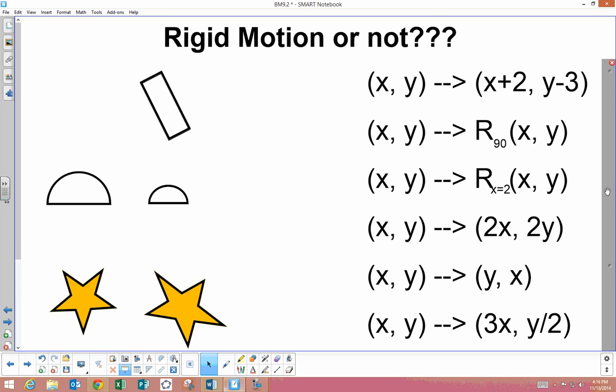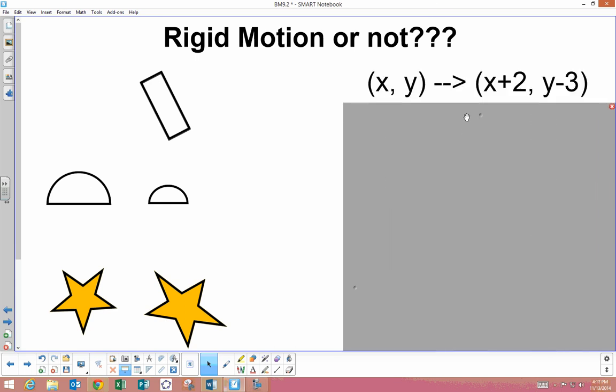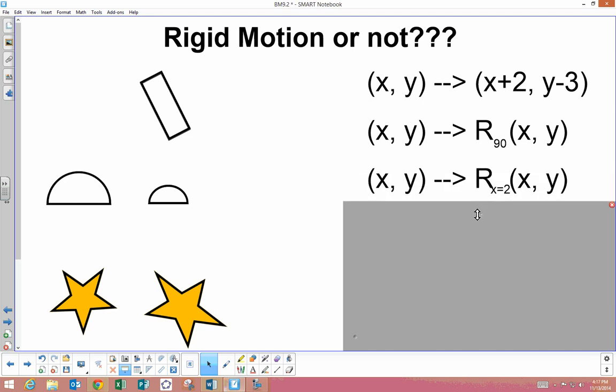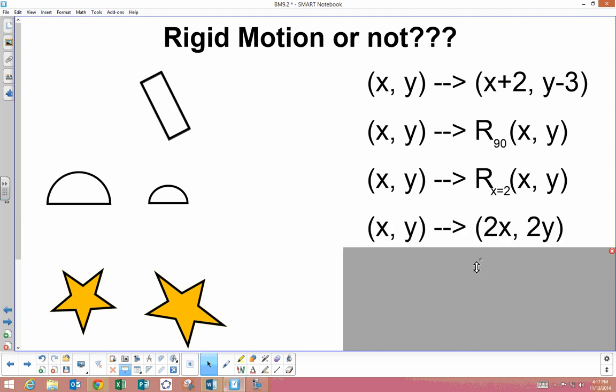What happens when we don't look at figures, but we look at terms? Okay, so if we look at (x, y) turns into (x plus 2, y minus 3), is that a rigid motion? Yes, it is. It's just a translation. We add 2 to the x, subtract 3 from the y. How about here? If we rotate this figure by 90 degrees, yep, it's still a rigid motion. It stays the same even when we rotate it. If we reflect it across the x equals 2 line, yes, that's a rigid motion as well. So all of these are rigid motions.